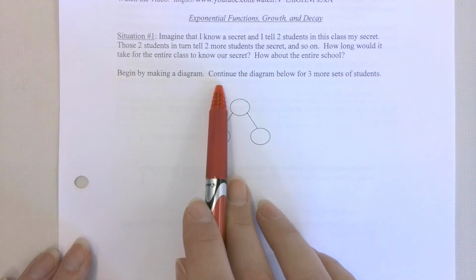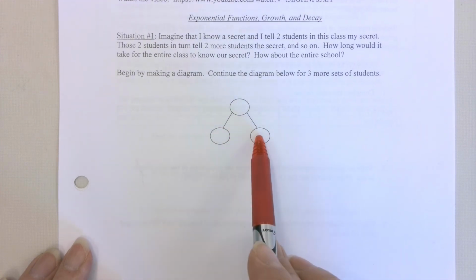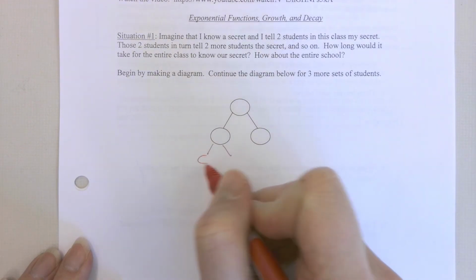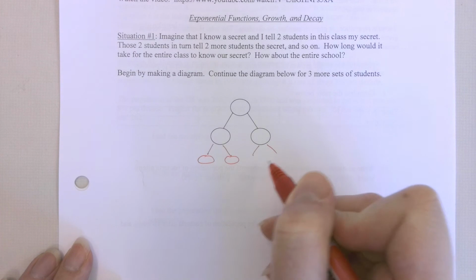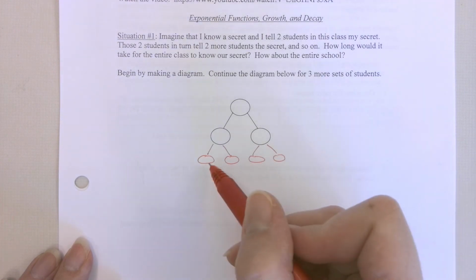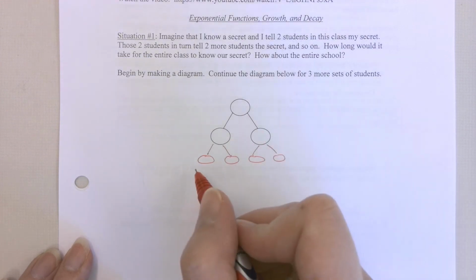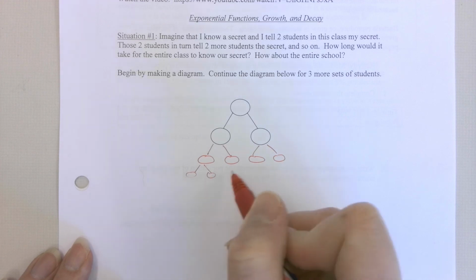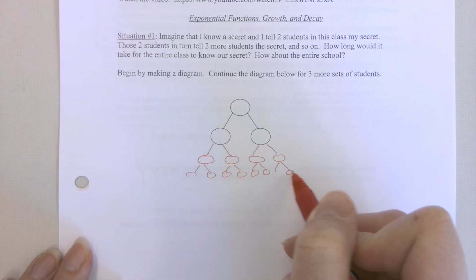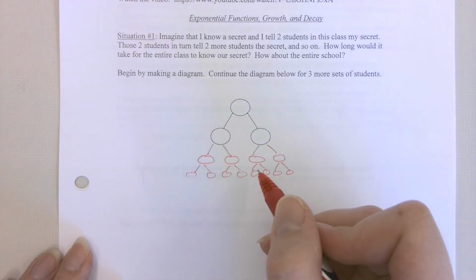So to begin this diagram, we start with one teacher telling two students a secret, okay? Then those two students tell two more students. So now we have a total of 4 new people knowing, but everyone knowing in total would be 4 plus the original 3, so we have 7. Now each of these students tell 2 more students. And now we have a group of 8 new students knowing on top of the 7 that already knew.